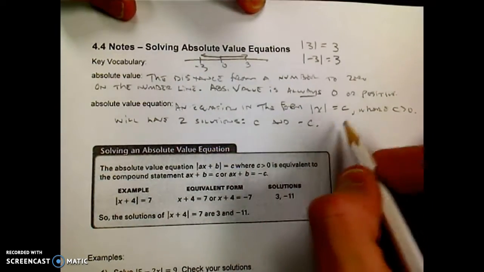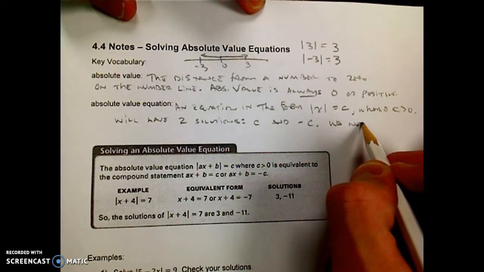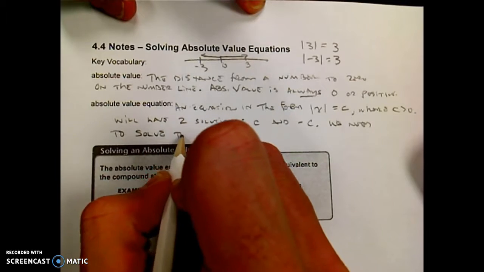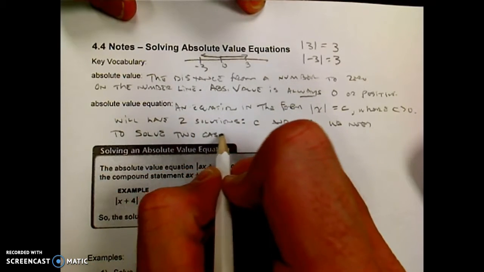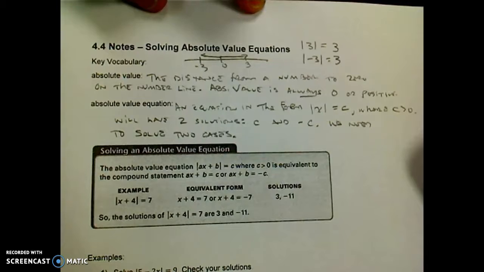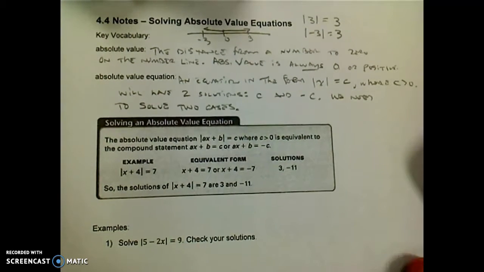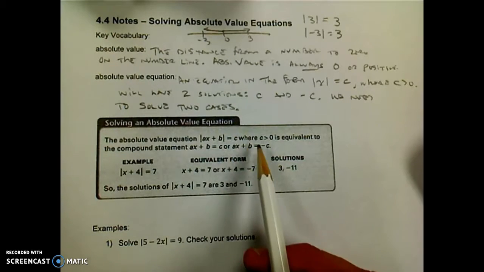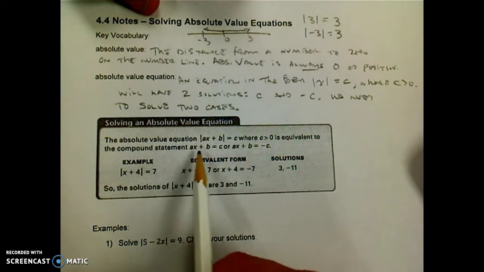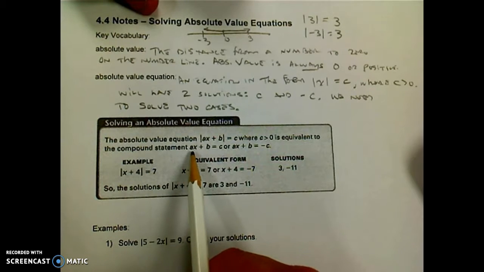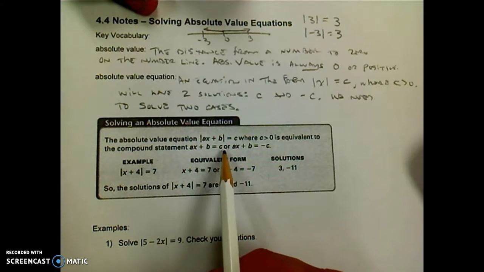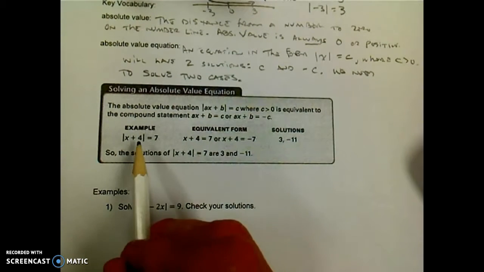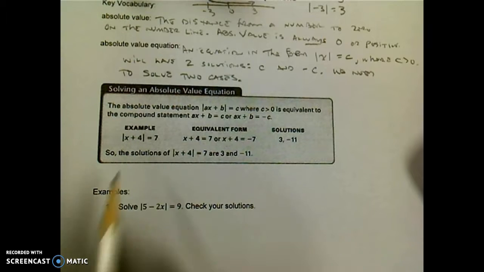Important thing to remember is we need to solve two cases. We can't just solve one and then make that answer negative. So to remind ourselves, the absolute value equation, absolute value of ax plus b equals c, where c is greater than 0, is the same as saying this compound statement: ax plus b equals c, or ax plus b equals the opposite of c.